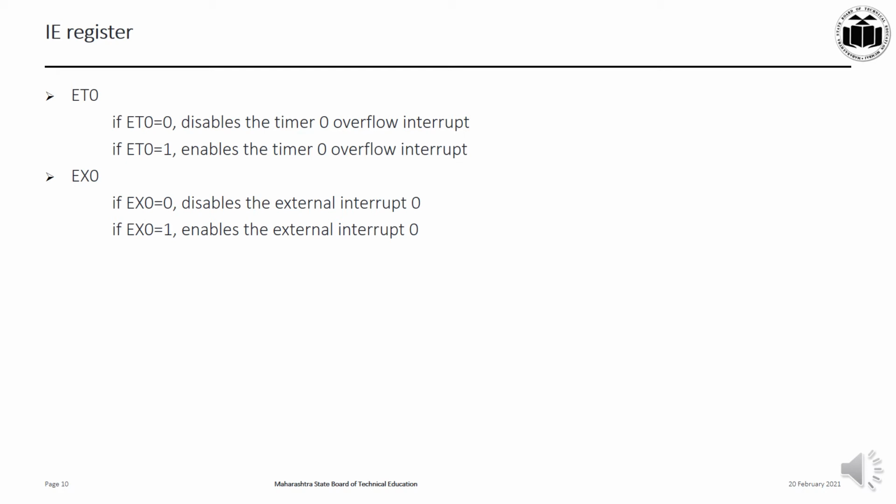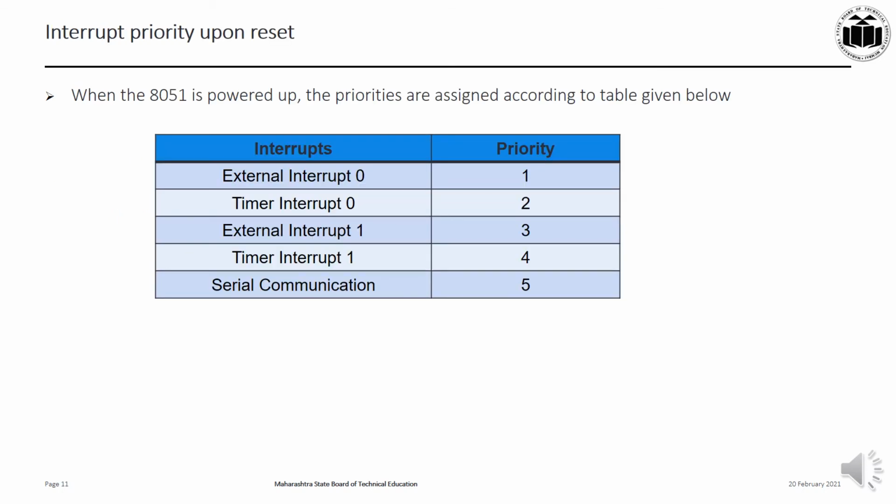EX0 is used for external interrupt 0, and if it is 0, then it disables the external interrupt 0, and if it is 1, it enables the external interrupt 0. When microcontroller 8051 is powered up, the priorities are assigned according to the table given below. For example, if external hardware interrupt 0 and 1 are activated at the same time, external interrupt 0, INT0, is responded to first. Only after INT0 has been serviced, the INT1 will be serviced, since INT1 has the lower priority.